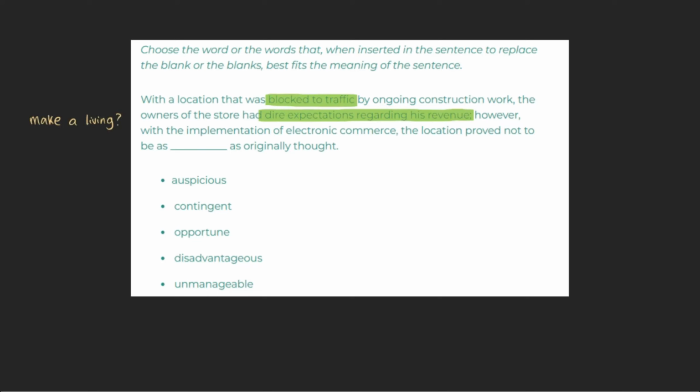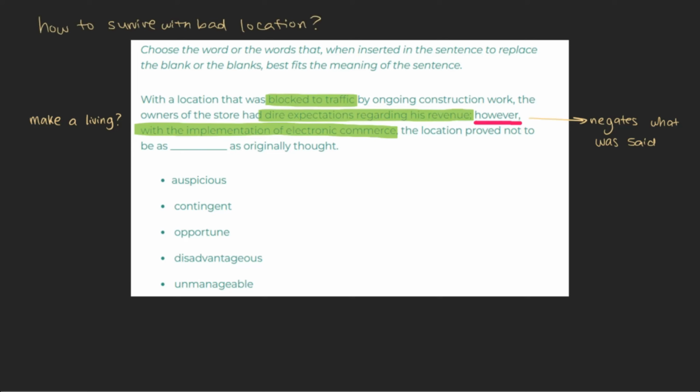The clause after the semicolon starts with however, indicating to us that whatever is going to be said now will negate what was said previously. In this case, the second clause goes on to explain how the business turned out to be okay, with the implementation of electronic commerce. By selling things online, the store owner was able to make things work even with an unfortunate location. Simply put, our sentence could be boiled down to the store owner didn't know how he'd make money with a bad location. However, by selling things online, the location wasn't as blank as originally thought.